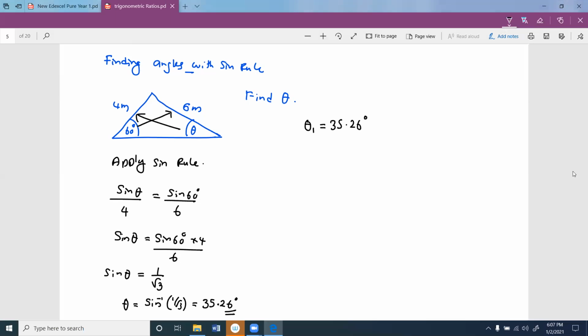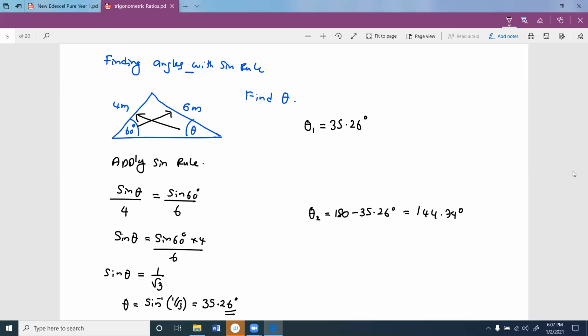Then you have to get the second angle as well. I just keep some space for certain things. The second angle you can obtain by 180 minus 35.26. You will learn why we subtract from 180 at the end of this topic. So for the moment, you just keep the answer over here. Later on, we learn why it is 180 minus. 180 minus 35.26, then the second angle becomes 144.74.